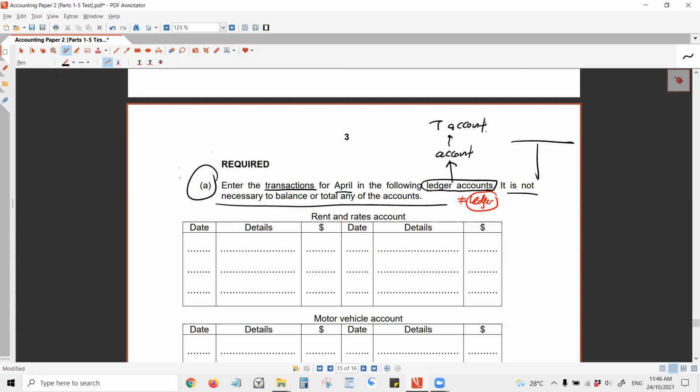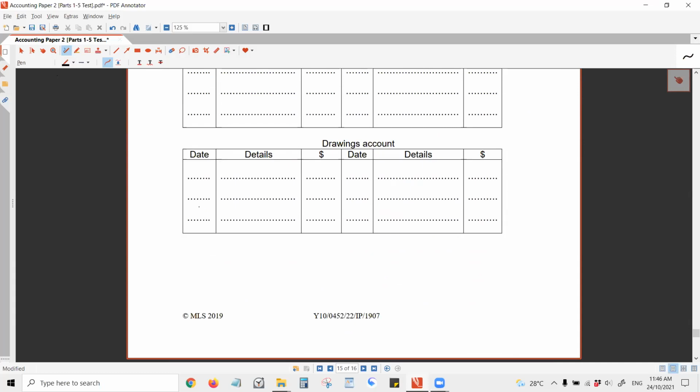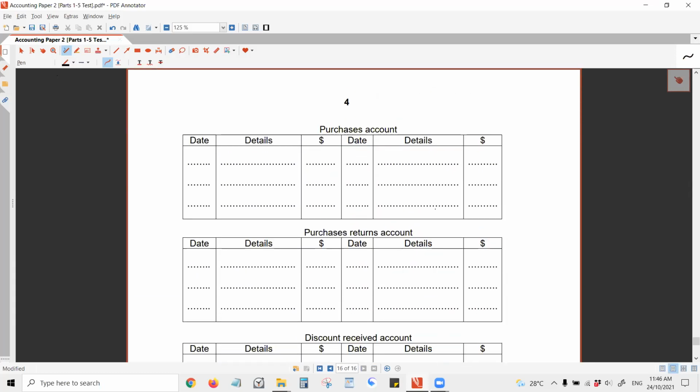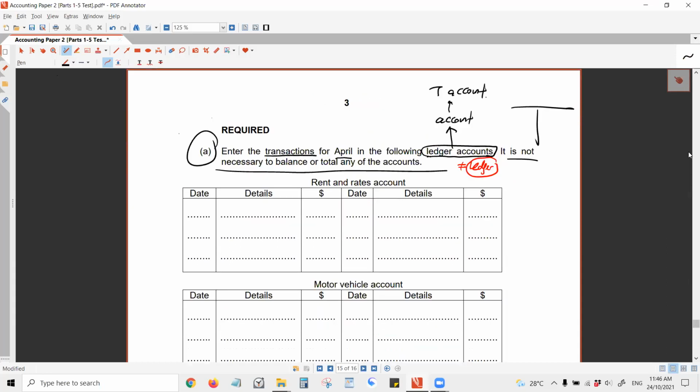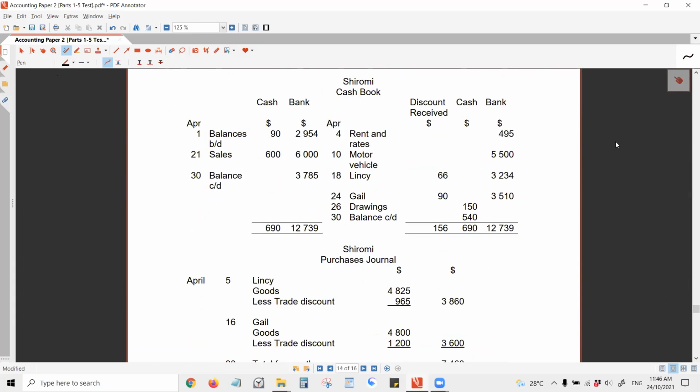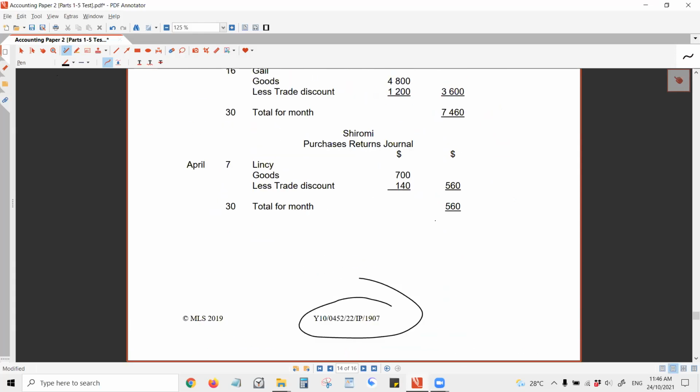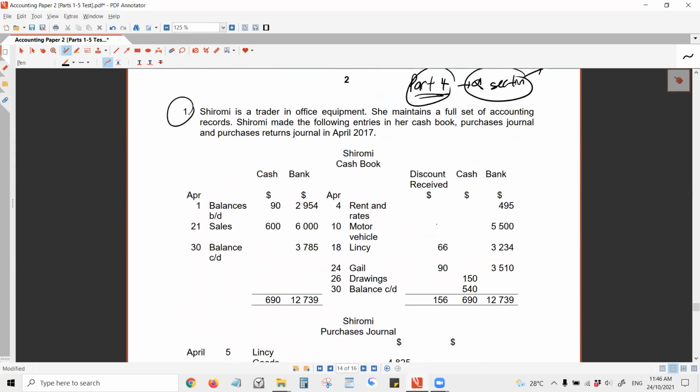Now how to do this question? So many accounts here, how to do? It's going to take us maybe the whole day. Don't worry, I show you. It's a past exam question. Look carefully. Shiromi is a trader in office equipment.